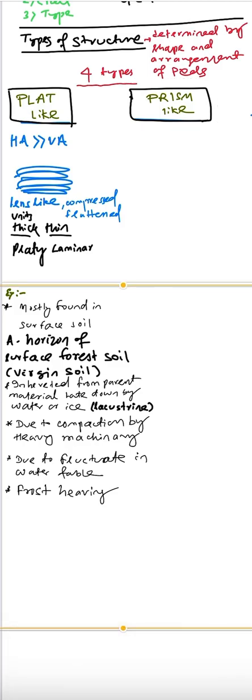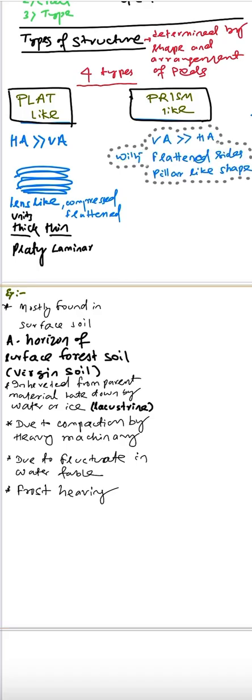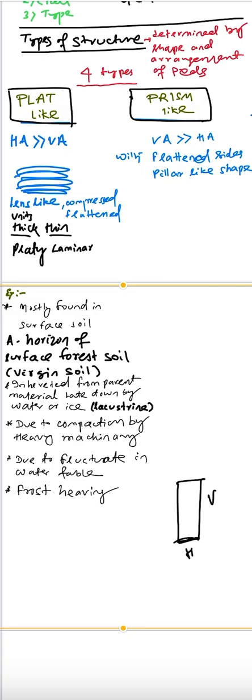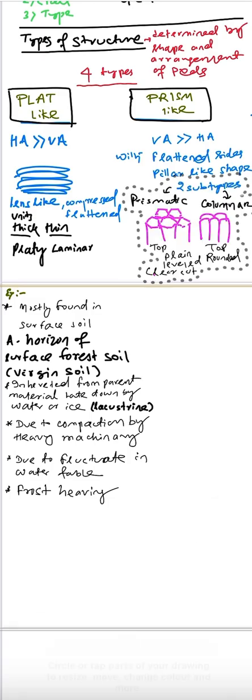In this prism-like structure, prism means it is just the opposite of plate-like. That means here the vertical axis is much more developed as compared to the horizontal axis. This is the horizontal axis, this is the vertical axis, this is the horizontal axis. So the vertical axis is more developed. But the thing is what the top is like, whether it is round or prismatic in shape, whether it is plane in nature or a clear cut face is there.